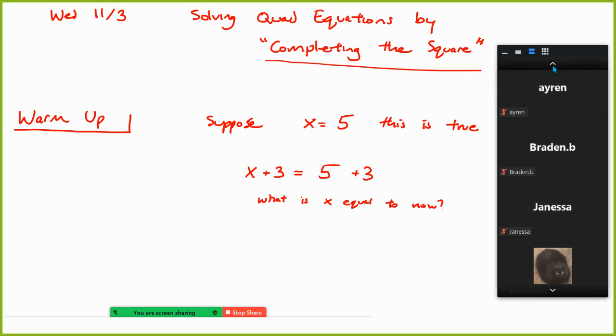Okay. Awesome. Laser, since we're talking now, try to solve this equation. x plus 3 equals 5 plus 3. Solve that for x for me. What do you get? Don't you just get 5 because those 3's cancel out?